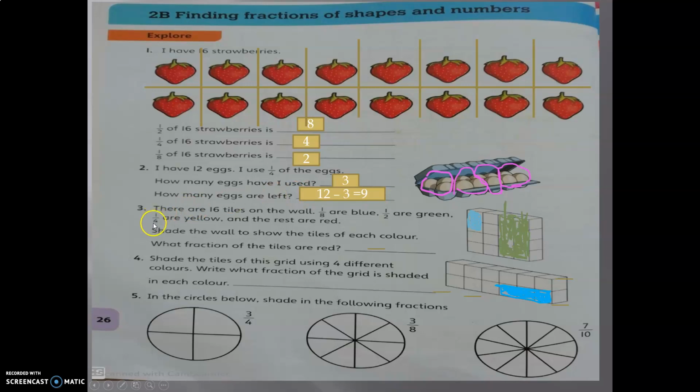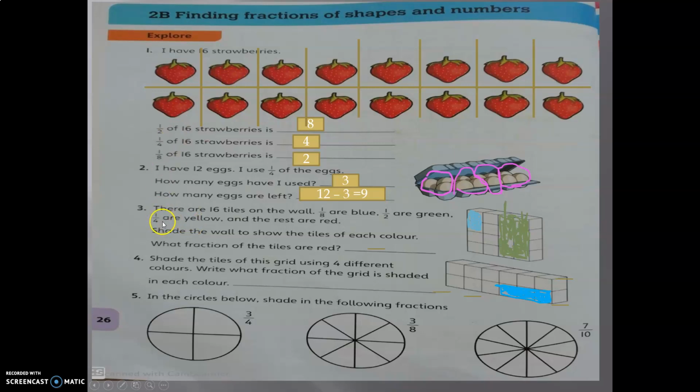And 1 out of 4 are yellow. So you have 16 tiles, 1 out of 4 are yellow. So you need to cut your 16 tiles, the total tiles, into 4 equal parts, as you know from the denominator, and 1 part out of the 4 equal parts will be in yellow. This is one way, as we did in the strawberries.